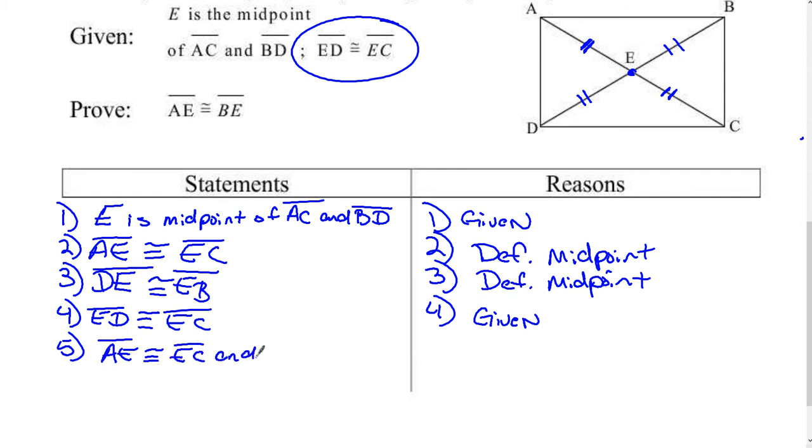And EC is congruent to ED, then I could state, so given that information, what else could I state? AE is going to be congruent to ED. And my step 5, my reason for that one? Transitive. There is my transitive, right? Transitive property.